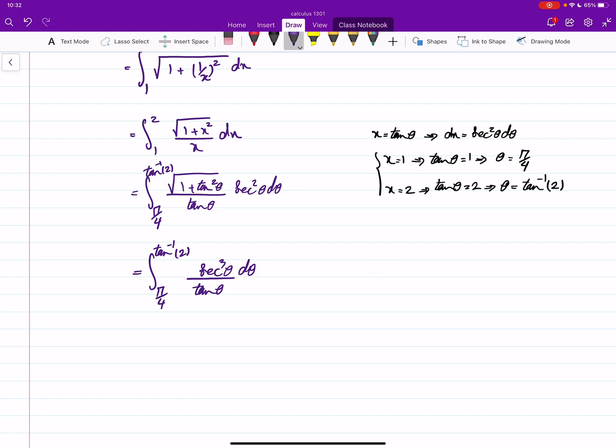So secant cubed is 1 over cosine cubed theta, over tan theta, which is sine theta over cosine theta. As you can see, this will cancel with that, there will be a 2 there, and when you multiply, this will give us 1 over sine theta cosine squared theta. So I'll write that. But even if I write that one, you notice that this is something that we have to deal with very carefully.